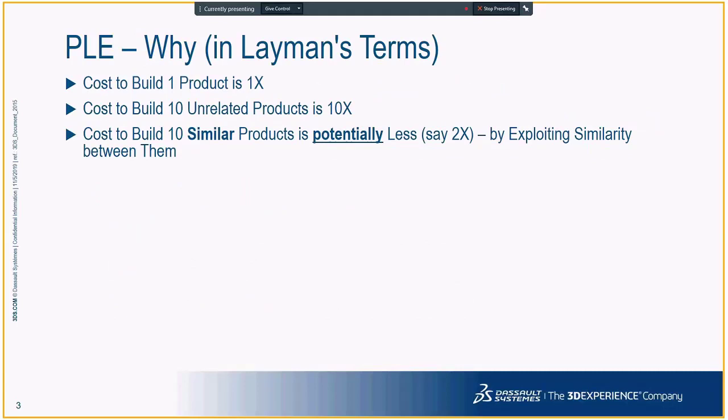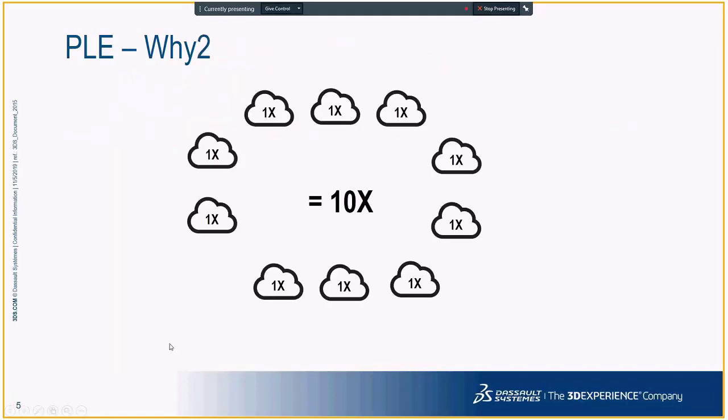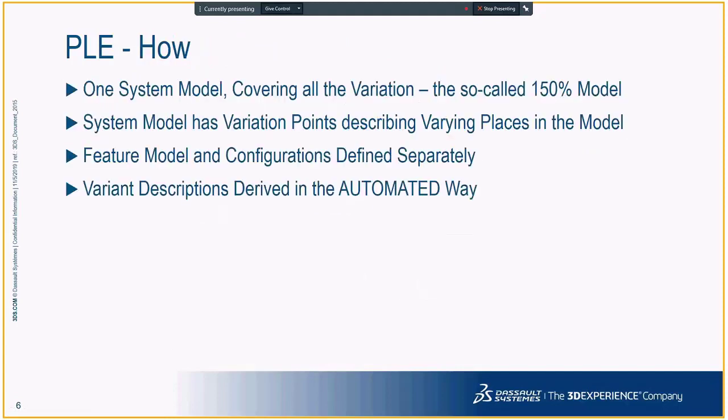In layman's terms, if you have one product and it costs you X amount of effort to develop, then if you have 10 products instead of one, and they are unrelated, the cost of development would be 10x. But if they are related, and especially if there is a lot of commonality between them, the cost should be much smaller, let's say twice as much as developing a single product. So this is what I have in mind.